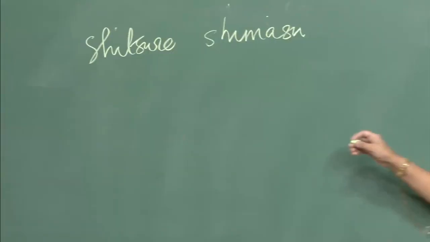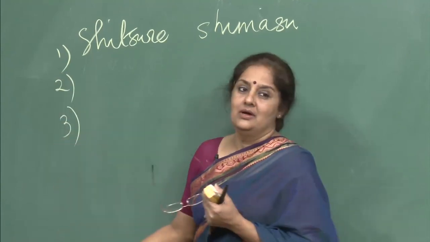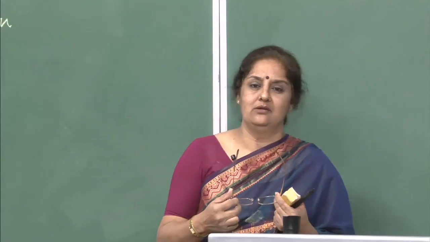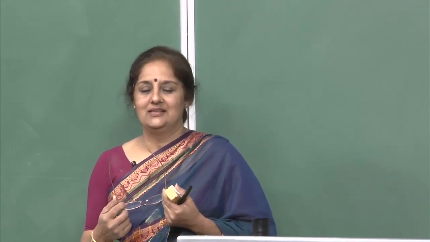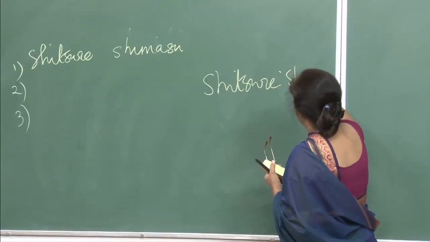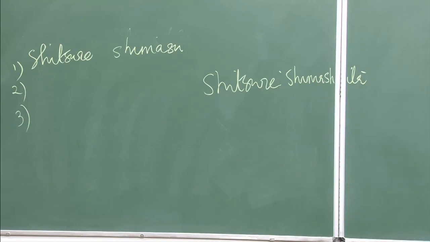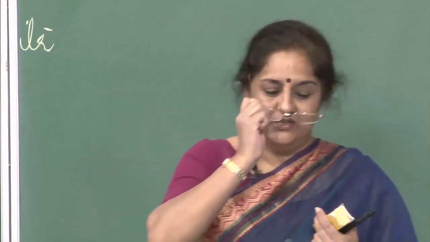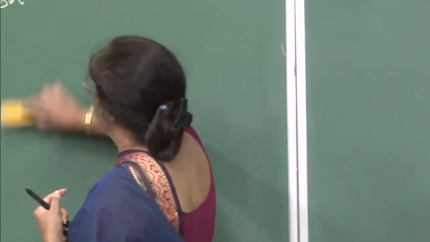Another place where you generally would use shitsure shimasu is when you enter a Japanese house. Generally, when you enter someone's house, you apologize before entering and you say shitsure shimasu, I'm sorry, I'm intruding like this, I'm taking your time. And when you leave, then you would say shitsure shimashita. Shitsure shimashita. That I have taken your time, please forgive me, I am sorry. So, this is a very nice expression to know, to remember when you are in Japan dealing with Japanese. It is a polite expression.